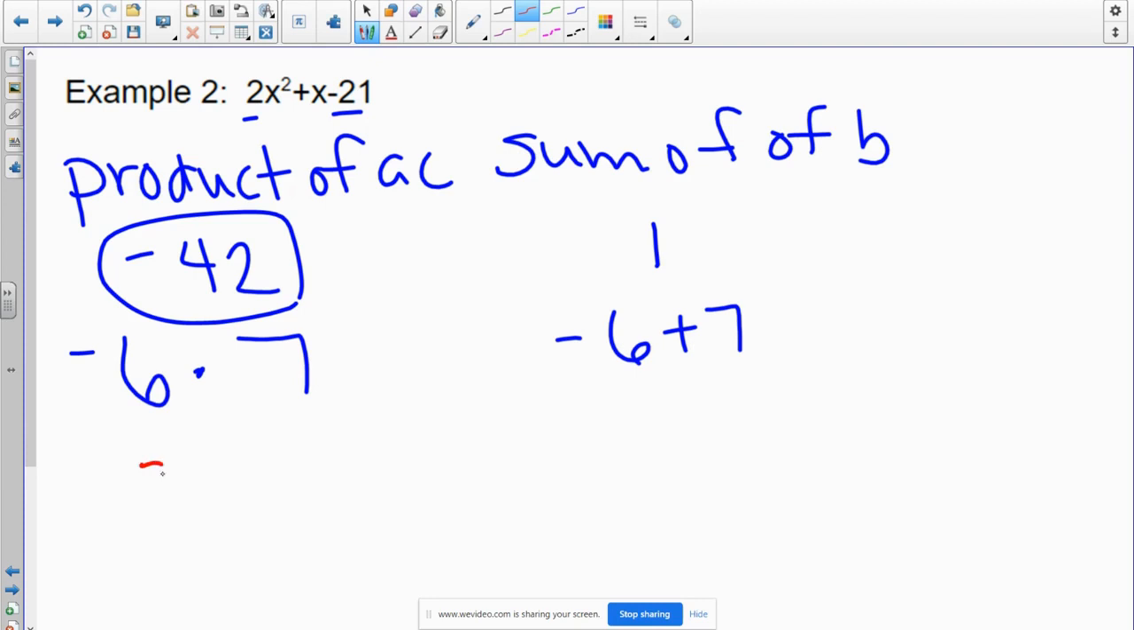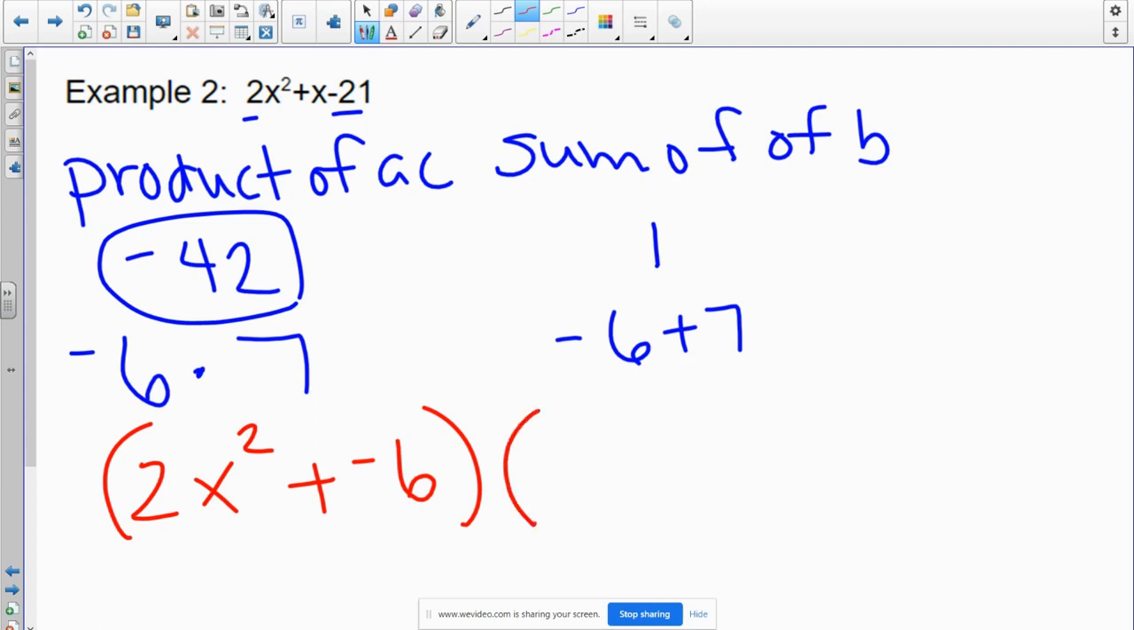So again, you're going to take the 2x squared plus, and it doesn't really matter which way you do this. Just take one of your factors, so we'll put negative 6x here. We're going to group those together, and then we're going to group together the second one, so that'd be 7x minus 21.